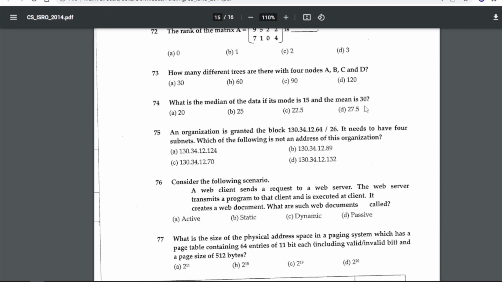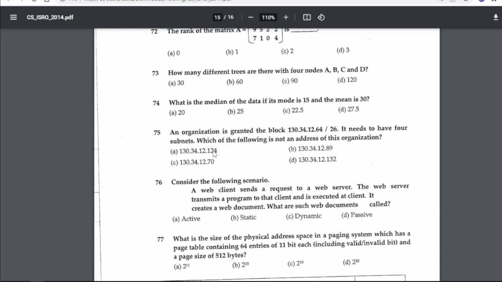Now question number 74 is, what is the median of the data if its mode is 15 and the mean is 30? So for 74 our answer will be 25, right? So 25 will be the median of the data if its mode is 15 and the mean is 30. Because I hope you remember that mode equals 3 median minus 2 mean, right? So this way 15 will be 3 median minus 2 into 30, so that will give you 25.